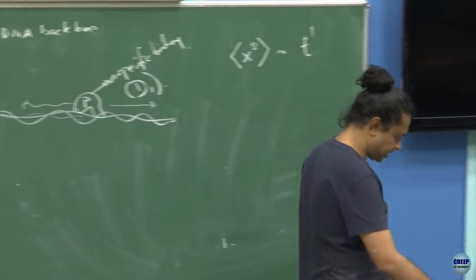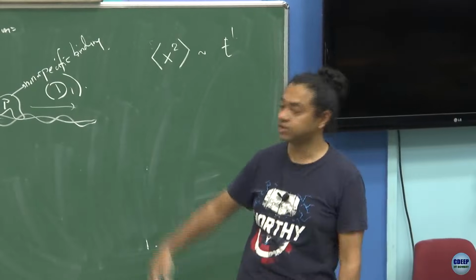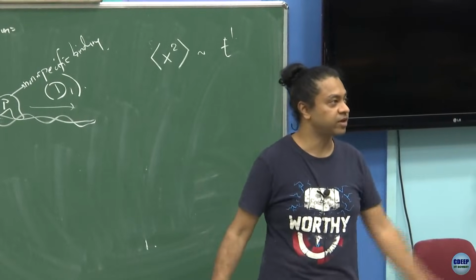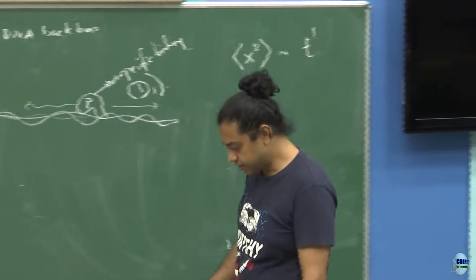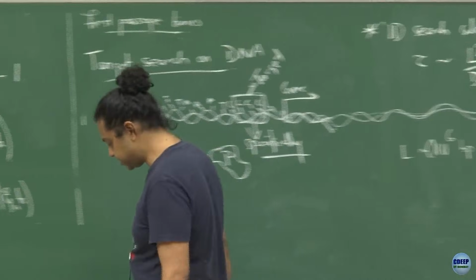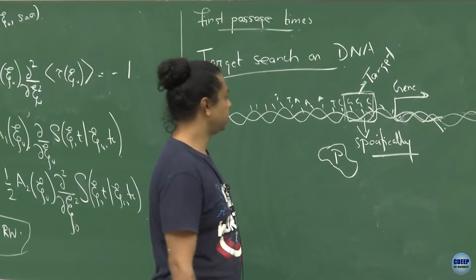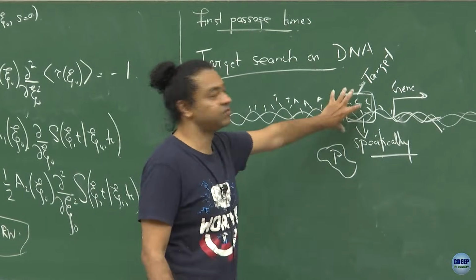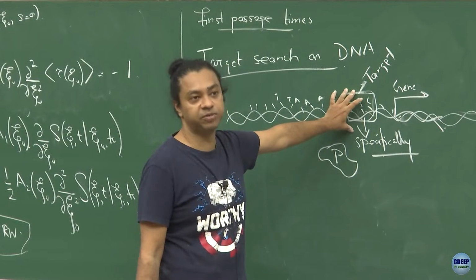And it turns out, I've forgotten the exact number, that it's many hundreds of seconds, not a few seconds, or maybe even thousands of seconds. And the cell does not have so much time for one single protein to search and find its target. So, you need some way to speed up this process.